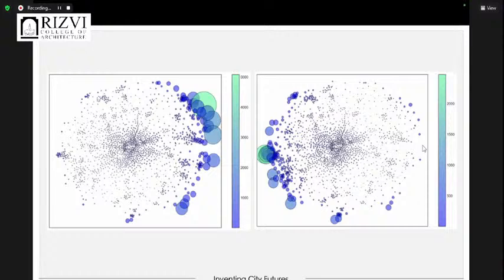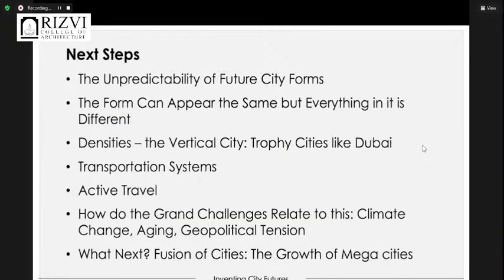Okay, next steps. Let me finish and just say the unpredictability of the future city is important. The form can appear the same, but everything can be different within it. That's one very important issue: although we look at these forms, what's actually inside them is important. The idea of the vertical city, the idea of the Dubai city, basically, in a sense, is important. And transportation systems and active travel are all important.